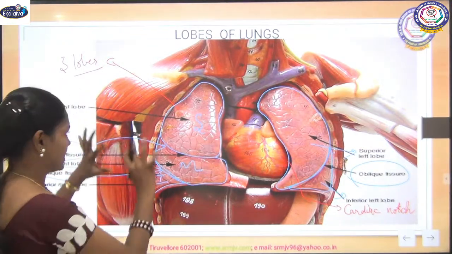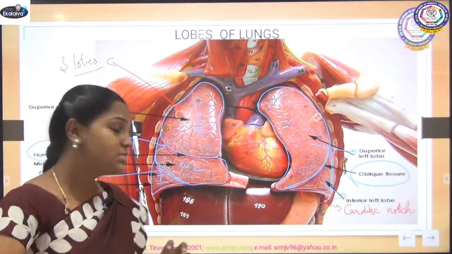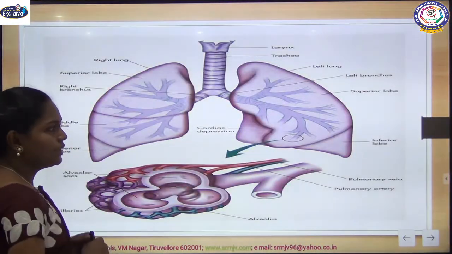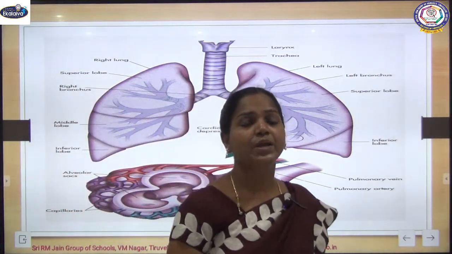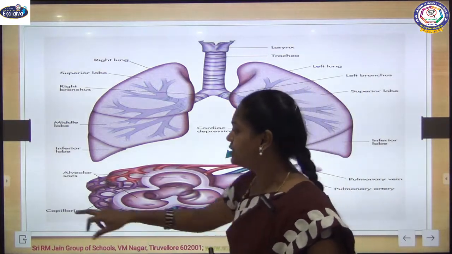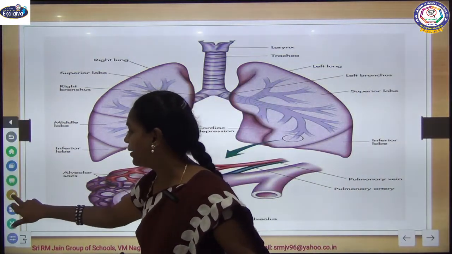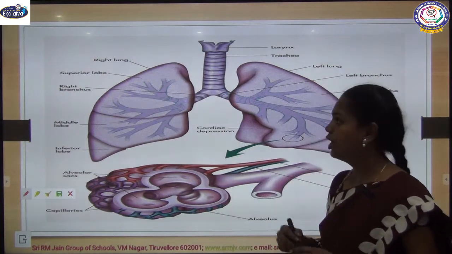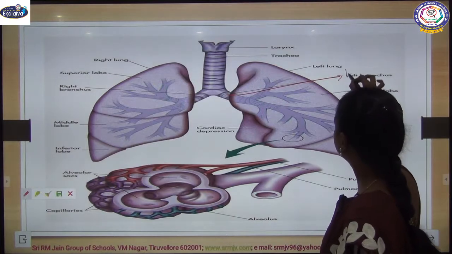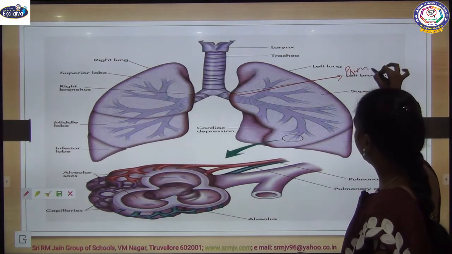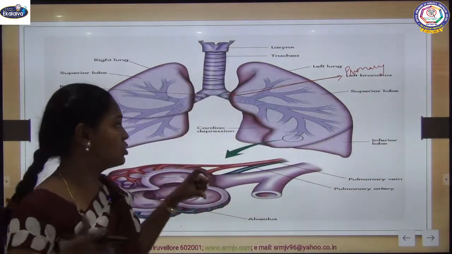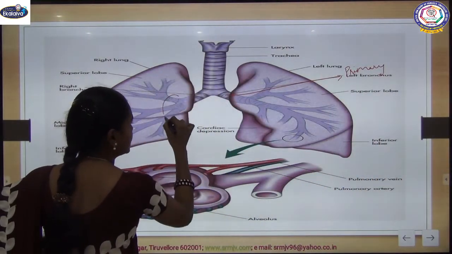So this is the external view, and internally, what is the structure of our lungs? We have already seen our trachea. I told you, on entering the thoracic cavity, the trachea gets divided into 2 parts to make our primary bronchi. This structure is the primary bronchi, and it gains entry into our lungs. On entering our lungs, you can see this.